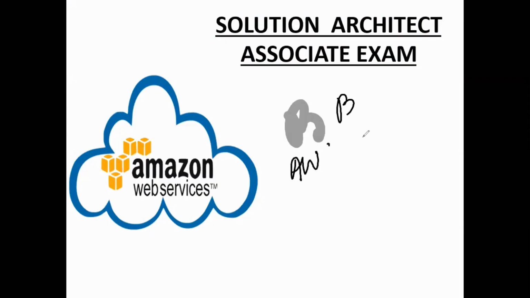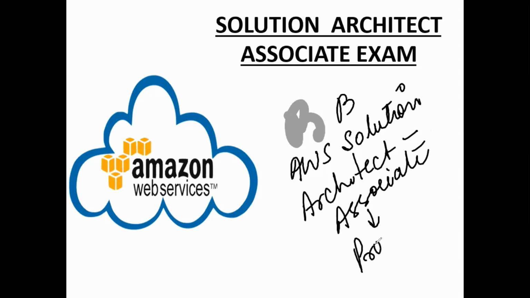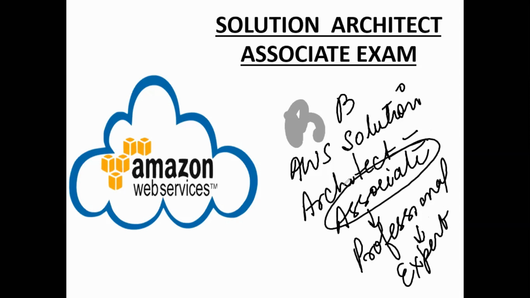This certification is AWS Solution Architect. This is an associate level certification, right? After this associate level certification, you can go for professional level, and after that, you can go with expert level. So we have 3 levels of certification. This is the basic, the starting of your certification in the field of AWS, right?